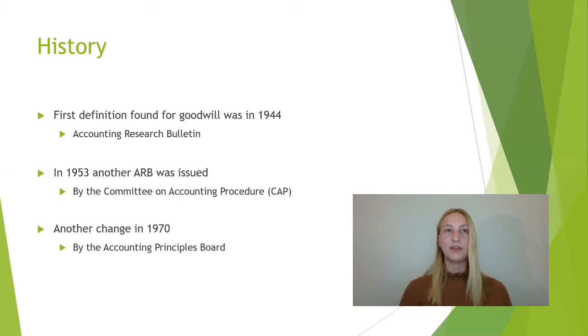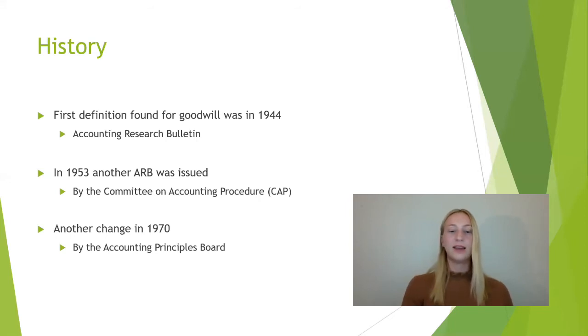Then, in 1953, another accounting research bulletin was released, but this time by the Committee on Accounting Procedure. This disallowed companies from writing off goodwill since this was becoming a pattern. The next change came in 1970 by the Accounting Principles Board, which made companies amortize goodwill on a straight-line basis over 40 years. But if the company could show how another method was superior, then that could replace it.